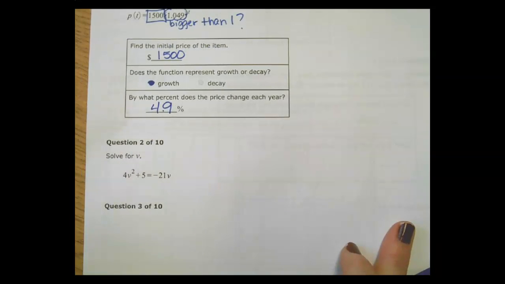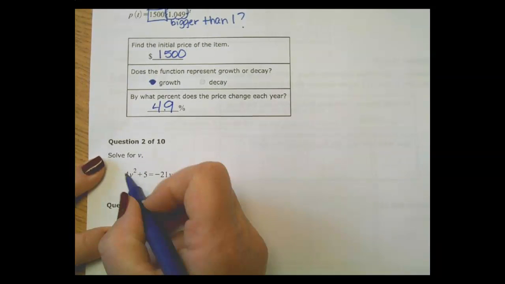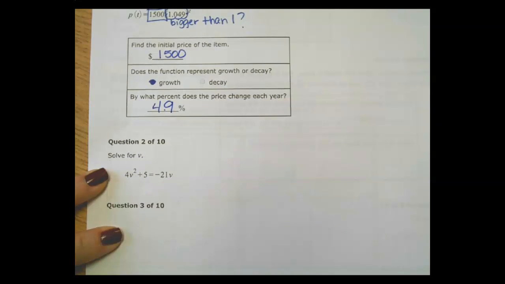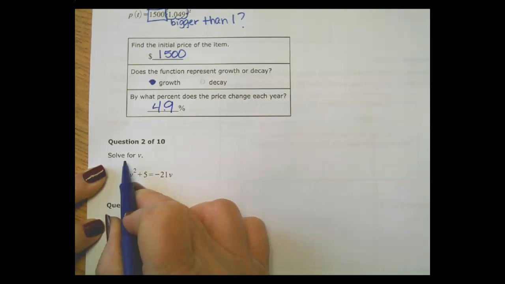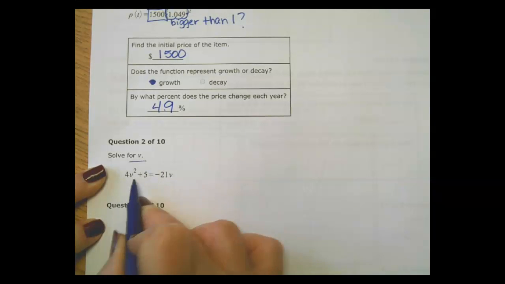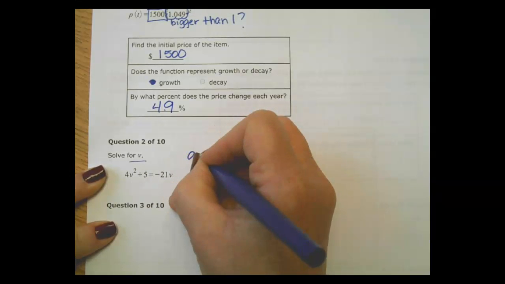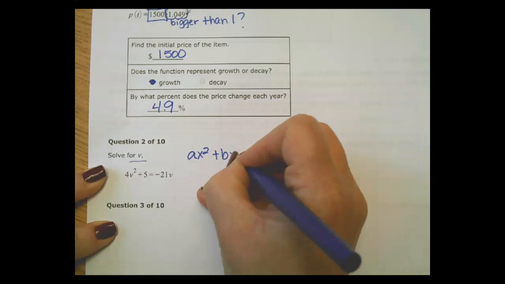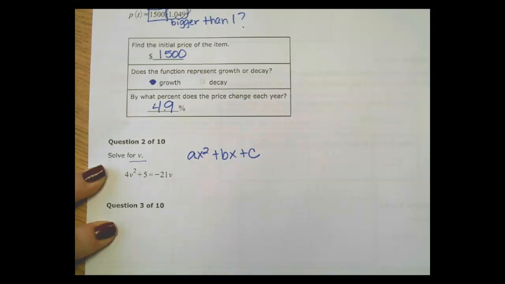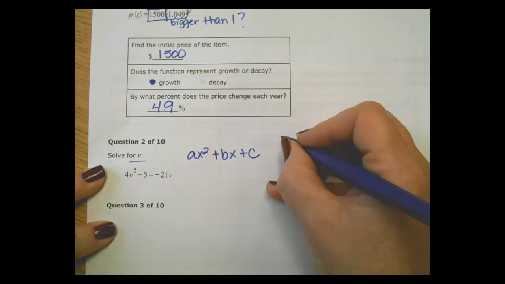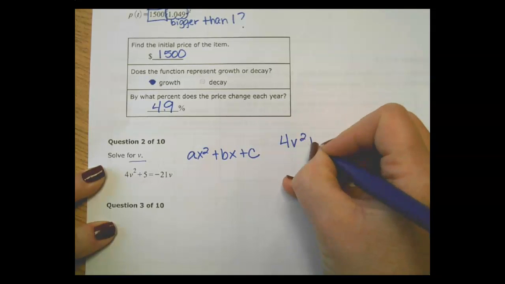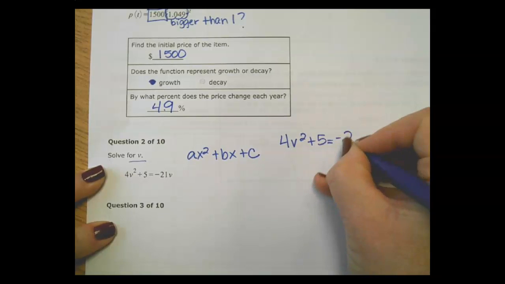Here, anytime you have a quadratic equation, you need to make sure that when it's solving for v and you've got the squared, you've got something that looks like, if you remember, ax squared plus bx plus c. It needs to look like that. So first of all, I'm going to move over here because I'm going to need some room. So 4v squared plus 5 equals a negative 21v.